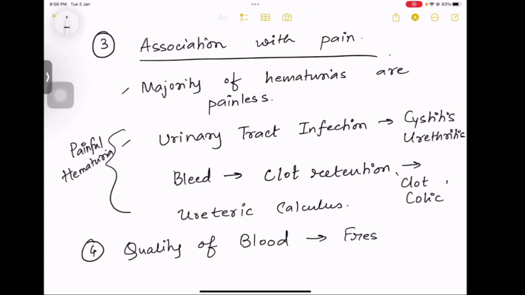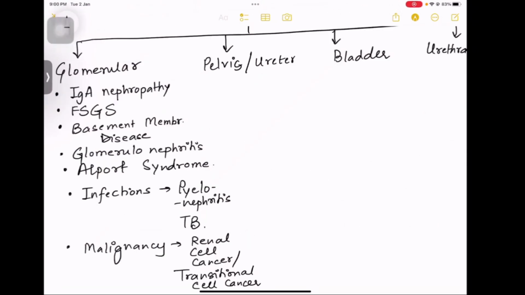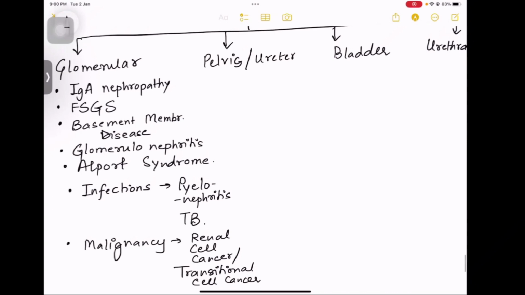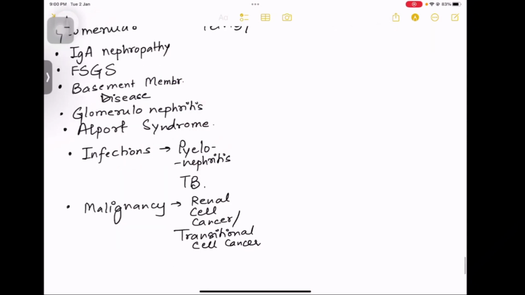Now, depending on the quality of blood, whether it is fresh blood or cola colored. If it's cola colored, it is from the glomerulus, and if it's fresh blood, it is from a lower tract bleed. Now, the most important thing is that you have to know the causes of hematuria. You divide this into glomerulus, ureter, urinary bladder, and finally the urethra.